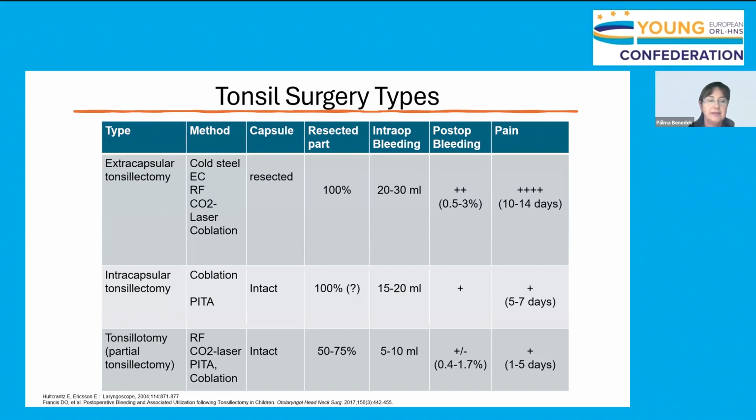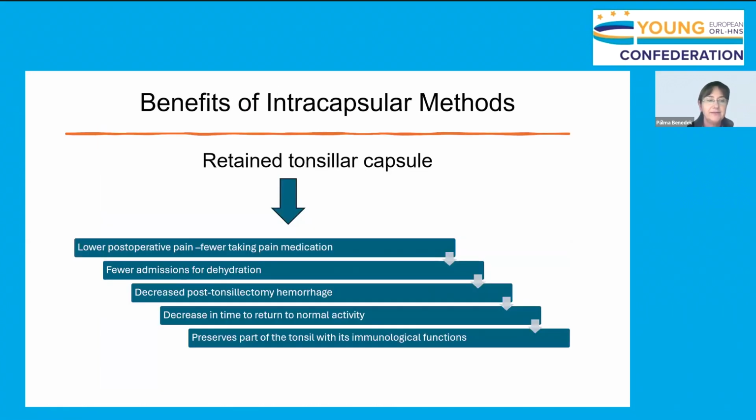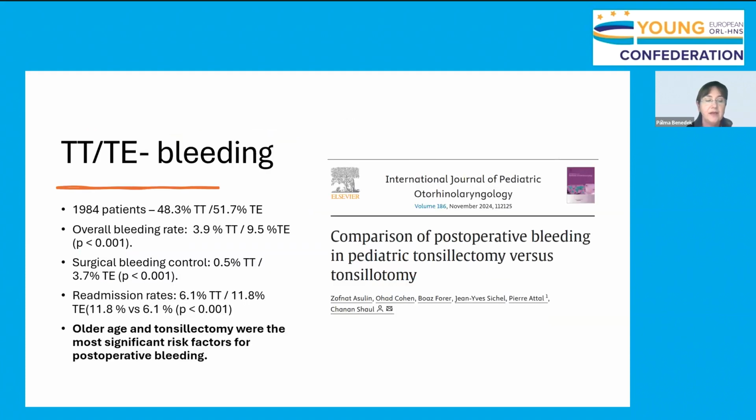Intraoperative and postoperative bleeding is less during intracapsular forms, and patients experience less pain after intracapsular tonsillectomy than after extracapsular tonsillectomy, according to the literature. The benefits of intracapsular tonsillectomy come from the preservation of the tonsillar capsule. This procedure results in reduced postoperative pain, decreased painkiller requirement, and lower rate of readmission due to dehydration. The postoperative bleeding and the time to return to normal activity are decreased, and part of the tonsil is preserved with its immunological functions. A large number of studies on this topic can be found in the literature.